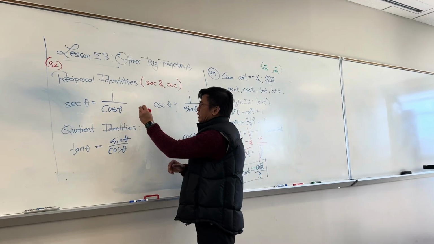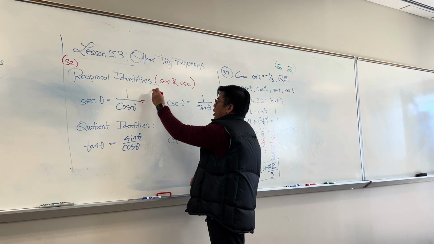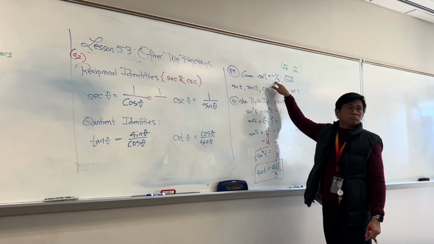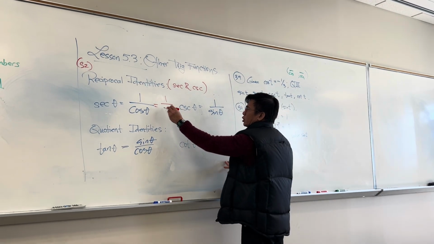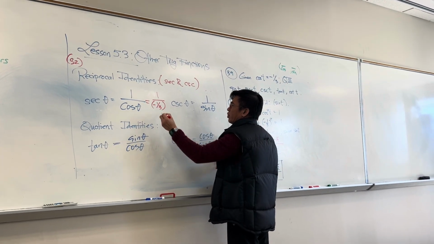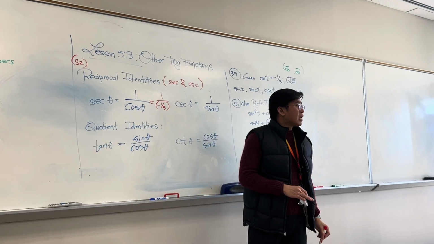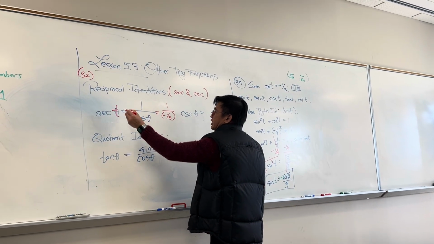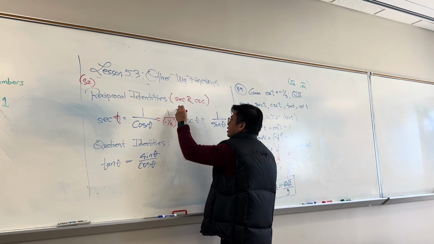So how to get secant? That's 1 over cosine, which is negative 1/3. In short, what is the reciprocal of negative 1/3? Just negative 3. So secant of T is equal to negative 3.